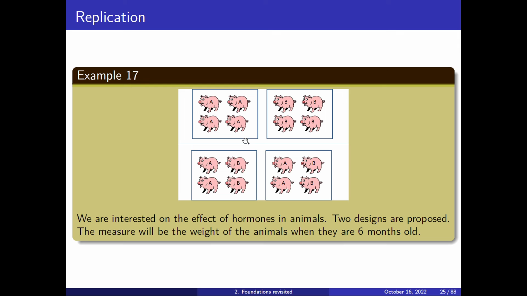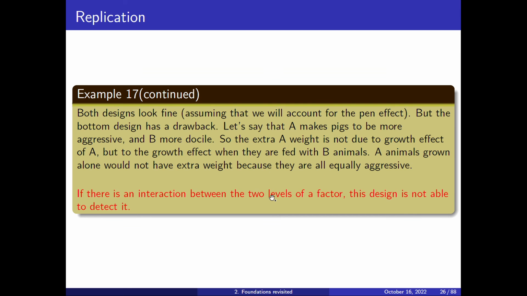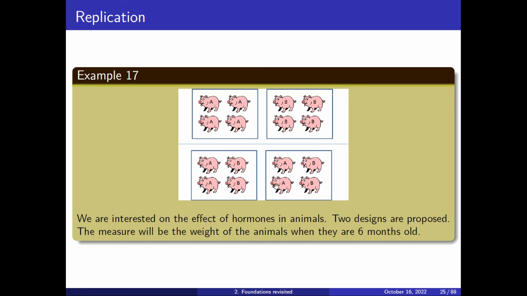So the problem here is that there is an interaction. There is an interaction between factor levels and the pen, and the design. This design is not able to get it. So the main message here is that there is no optimal experiment design.